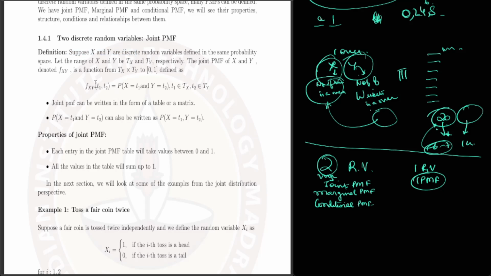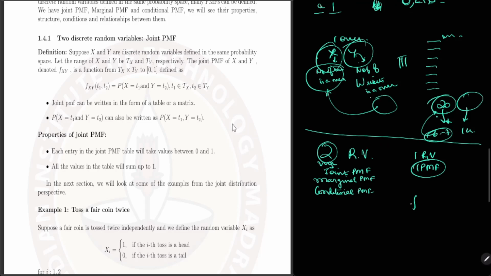Suppose X and Y are discrete random variables defined in the same probability space. Let the range of X and Y be Tx and Ty respectively. The joint PMF of X and Y is denoted by fxy. F subscript xy is the joint probability mass function, and the ranges of X and Y are Tx and Ty.